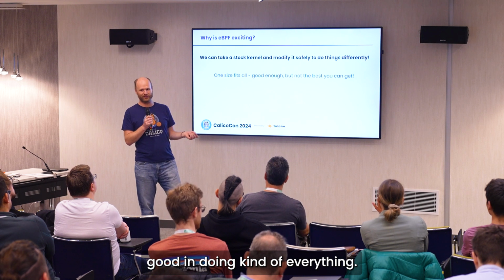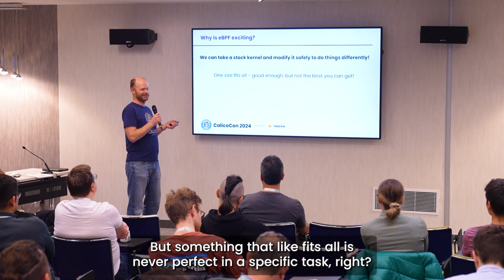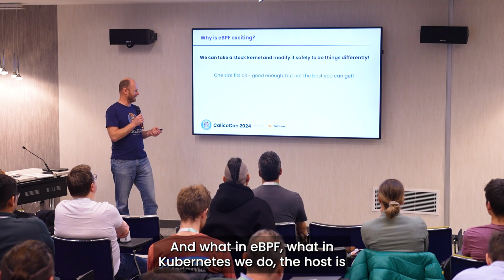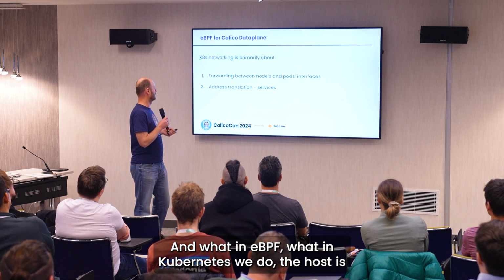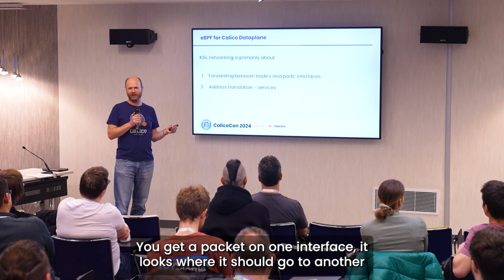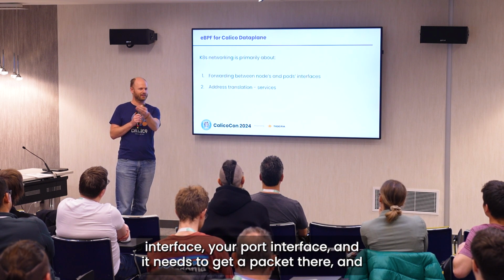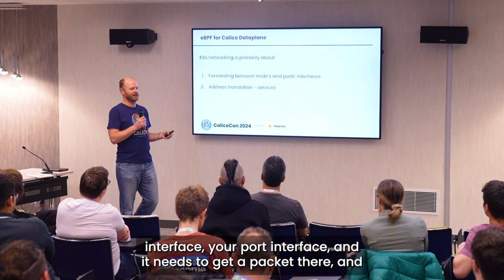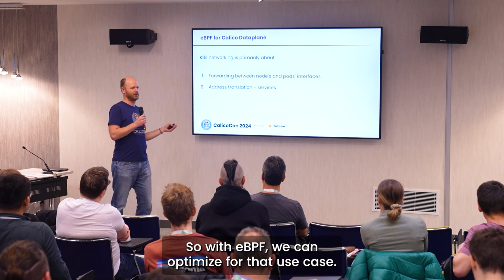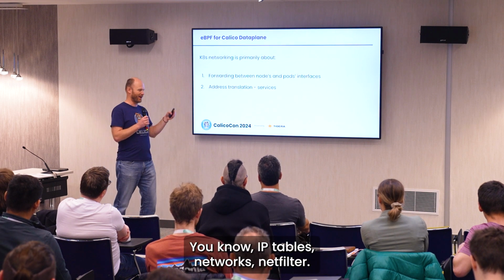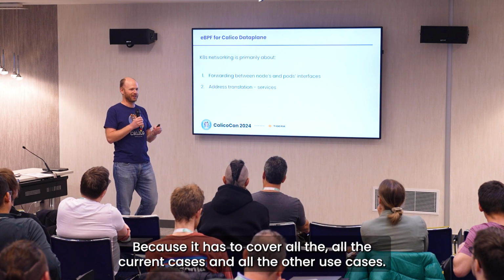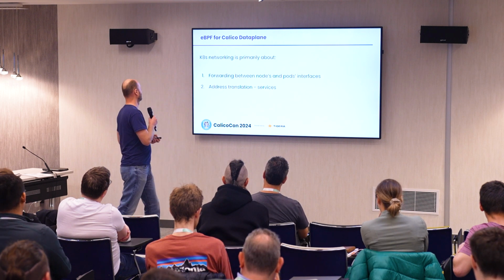in doing kind of everything, but something that fits all is never perfect in a specific task, right? In Kubernetes, the host is essentially working as a router. You get a packet on one interface, it looks where it should go, to another interface, your pod interface, and it needs to get the packet there, and it may do some address translation because it implements services. So with eBPF, we can optimize for that use case. IP tables, netfilter, is really good at doing that, but not perfect, because it has to cover all the corner cases and all the other use cases.